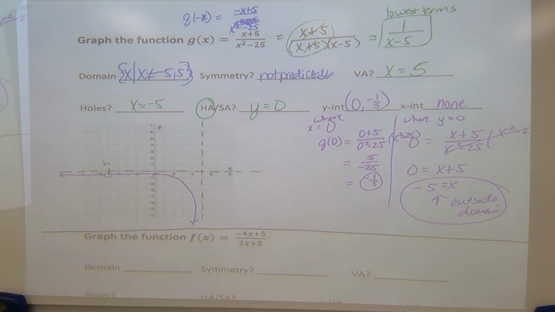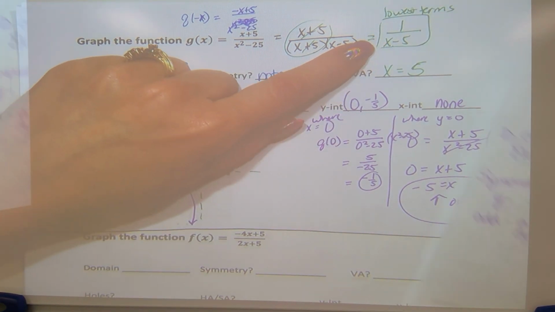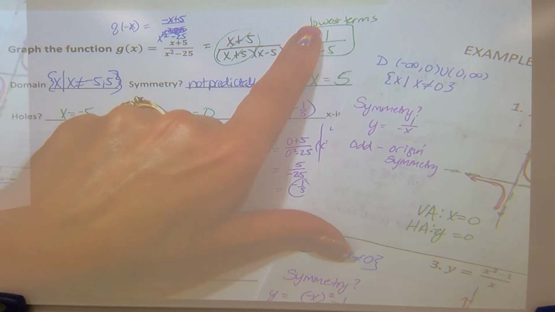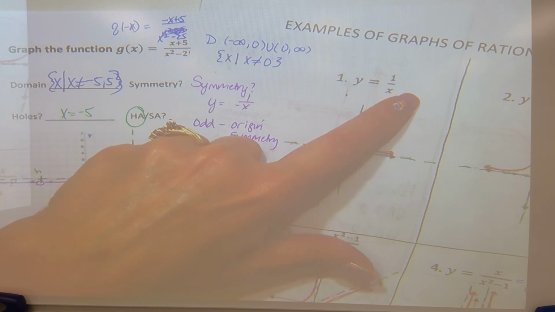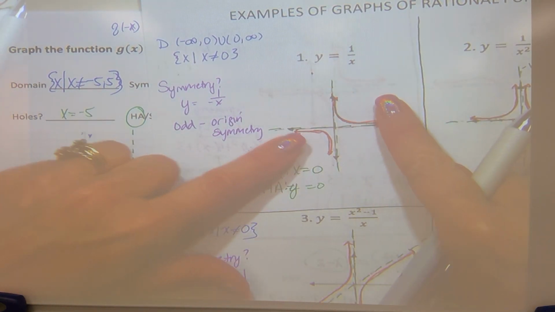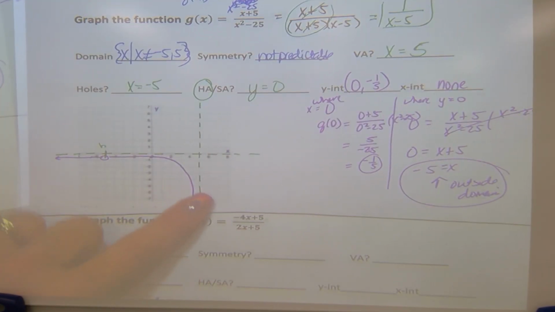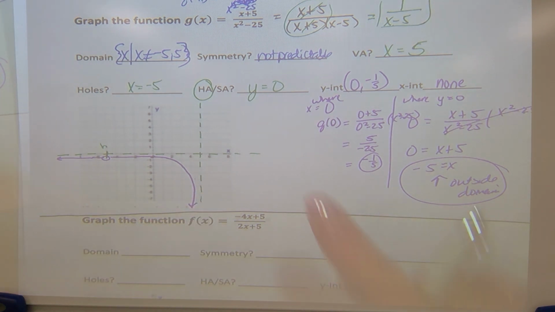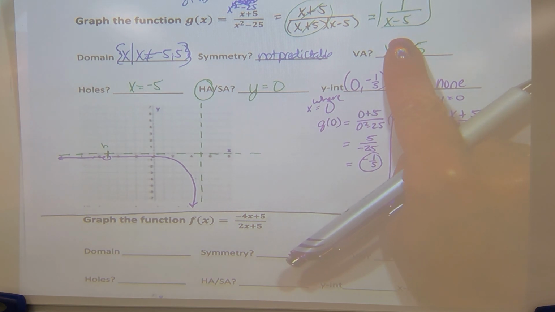Now, if I go back and look at my examples of rational functions, and I try to find one that looks kind of like this, you know what? That looks a lot like this number 1. 1 over x minus 5 is a lot like 1 over x. It's just that I don't have this minus 5. Well, 1 over x had a vertical asymptote at 0, down and then up. 1 over x minus 5 has a vertical asymptote at 5, down and then up. That looks like a horizontal shift to me.